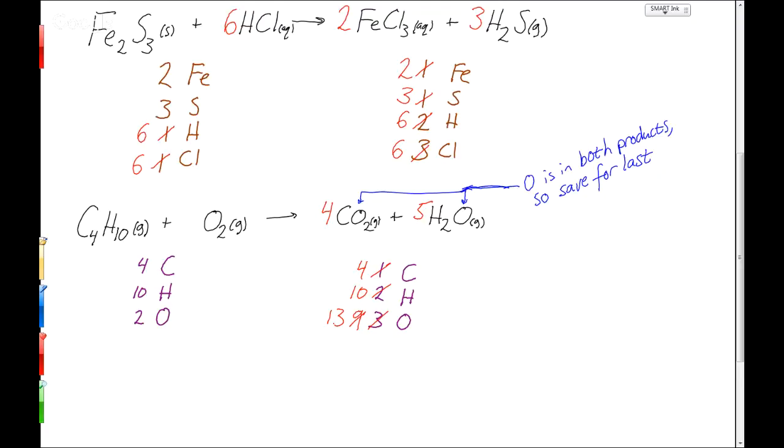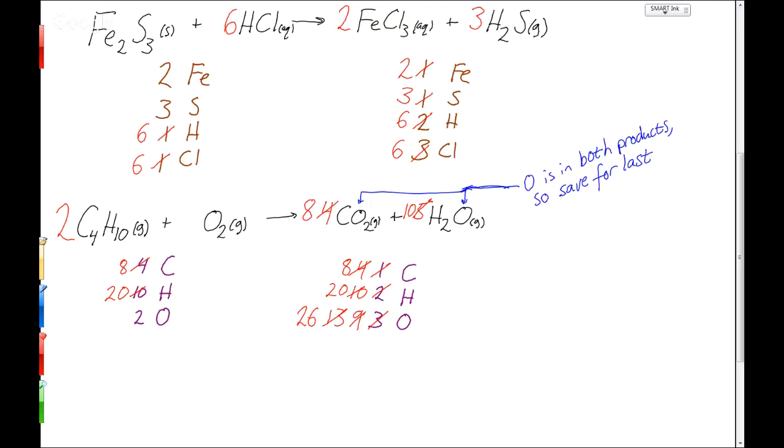So instead of 1 C4H10, we're going to go with 2 C4H10s. That changes this to 8 and this to 20. And then the other ones, instead of 4, we're going to go 8. Instead of 5, we're going to go 10. So that changes this to 8 and this to 20. And it changes the O's from 13 to 26. So we've doubled everything. Now we can do this because 26 is an even number.